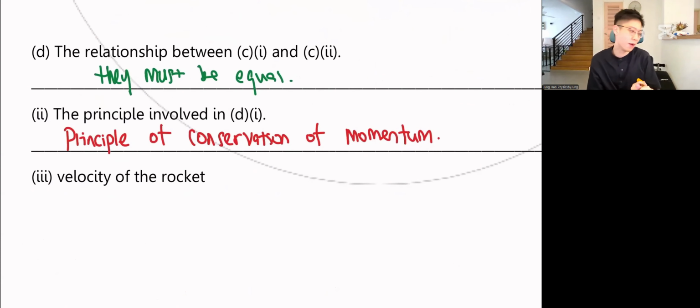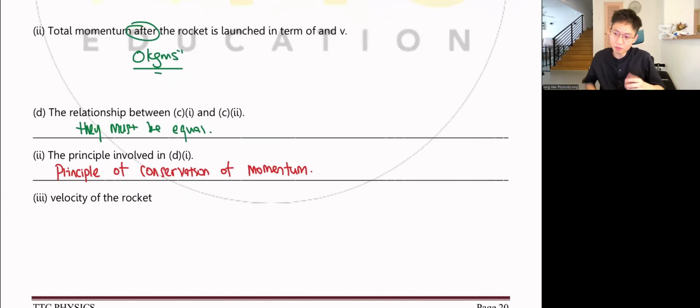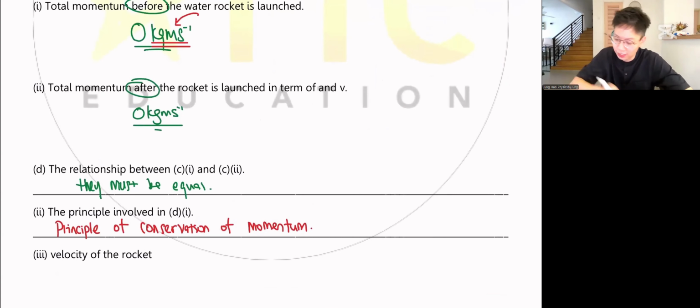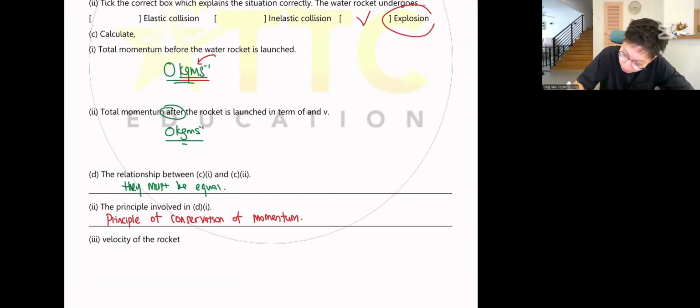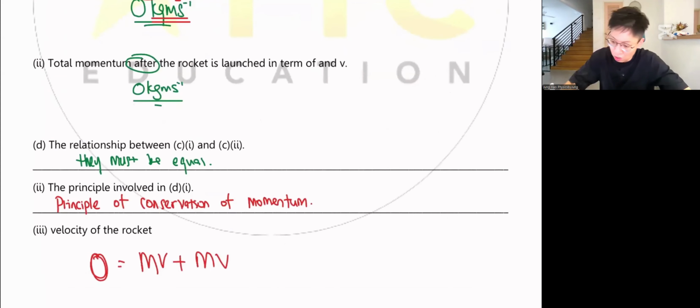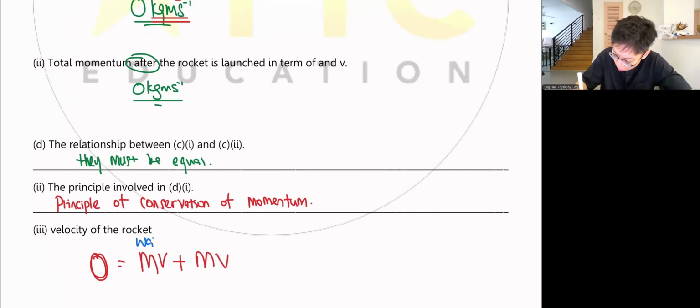Okay, next. What about the velocity of my rocket? Now how do we do this? I want to find the velocity of the rocket. I know that the total momentum before is 0. So I'm going to use 0 equals MV plus MV, whereby one of these will be the water and the other one will be the rocket.